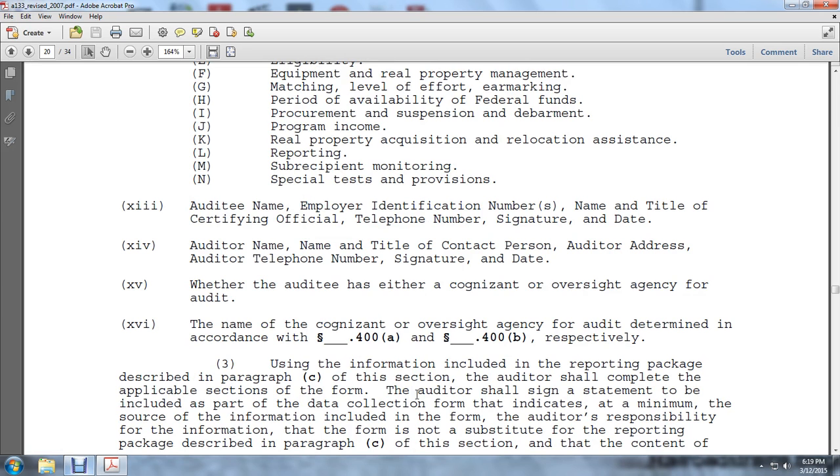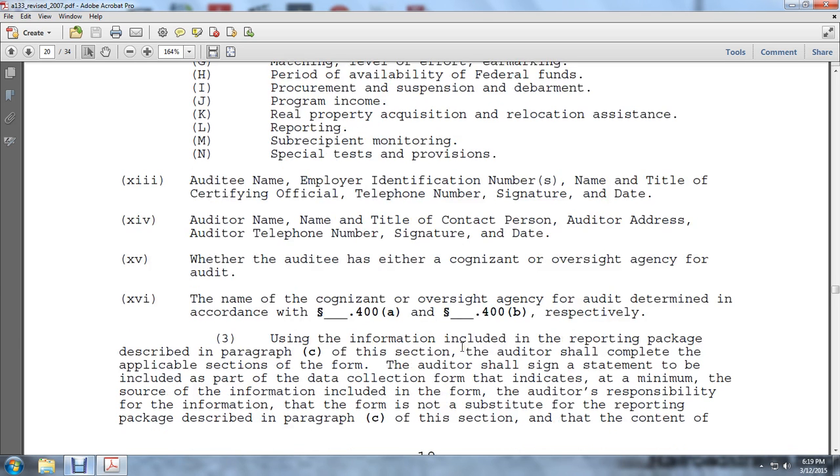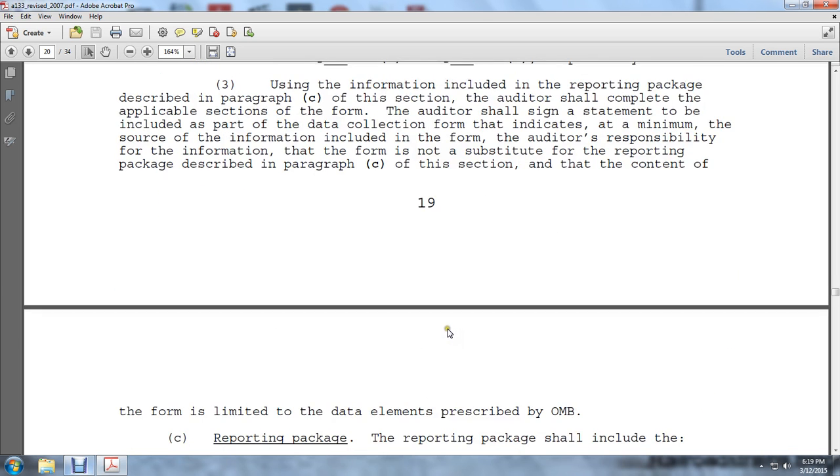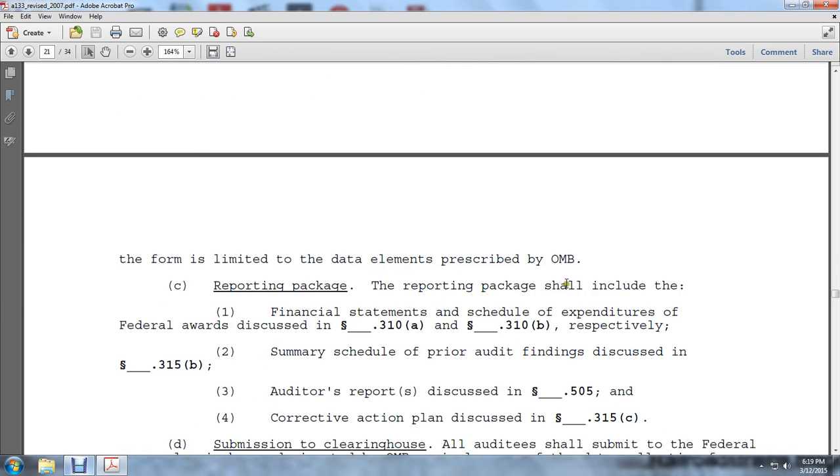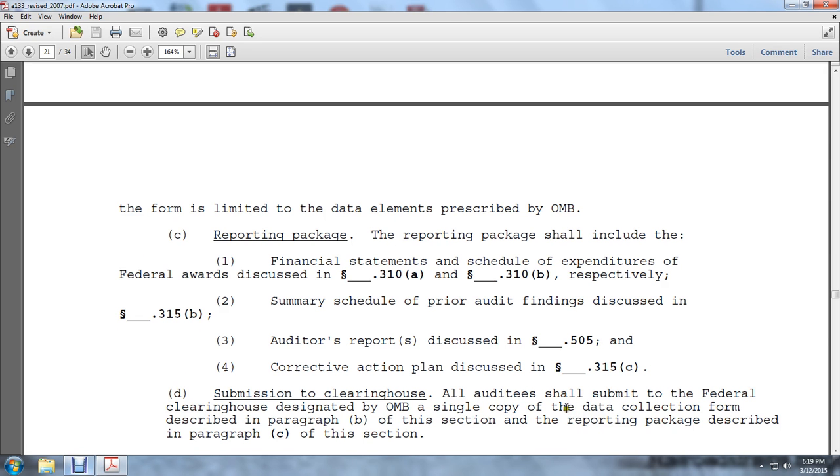The auditor's responsibility for information in the form is not a substitute for the reporting package described in paragraph C of this section, and the content of the form is limited to data elements prescribed by the Office of Management and Budget. Reporting package. The reporting package shall include the financial statements, the schedule of expenditures of federal awards discussed in 310A and 310B respectively, the summary schedule of prior audit findings discussed in 315B, the auditor's report discussed in 505, and the corrective action plan described in 315C.